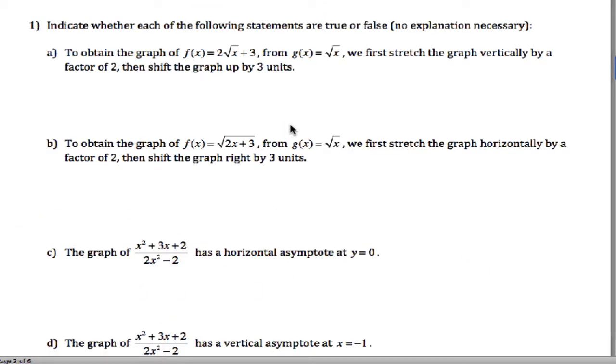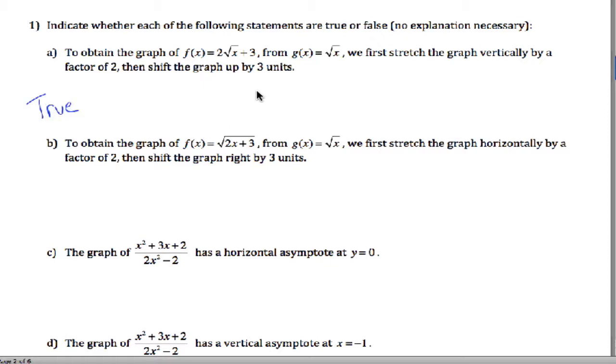All right, so indicate whether each of the following is true or false. The first one deals with function transformations. It says that to obtain the graph of this function from this one, what you have to do is stretch the graph vertically by a factor of 2 and shift the graph up by 3. It turns out that that's true.